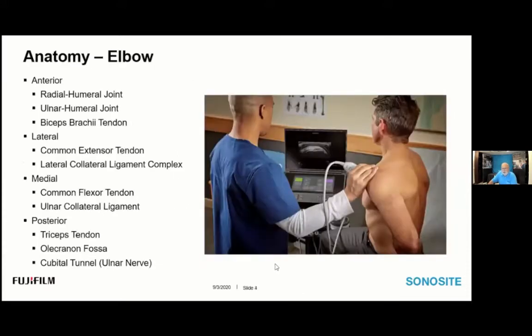We're going to break the discussion into anterior, lateral, medial, and posterior segments accompanied by Daniel's live demo. So let's begin with the anterior elbow, where we'll discuss the radial humeral joint, the ulnar humeral joint, as well as the biceps brachii tendon.